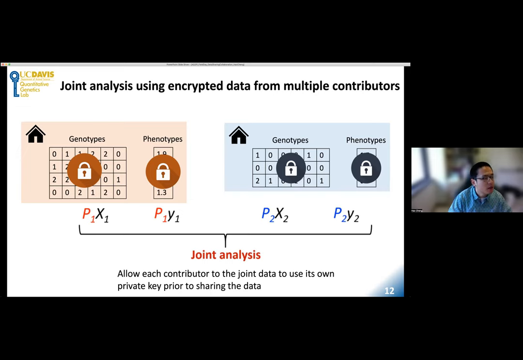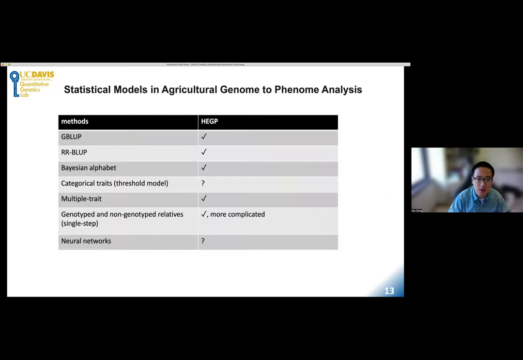I saw multiple questions, but I have one more slide. Let me finish it, then I can come back to the questions. And then we can have a look at the notebook quickly.